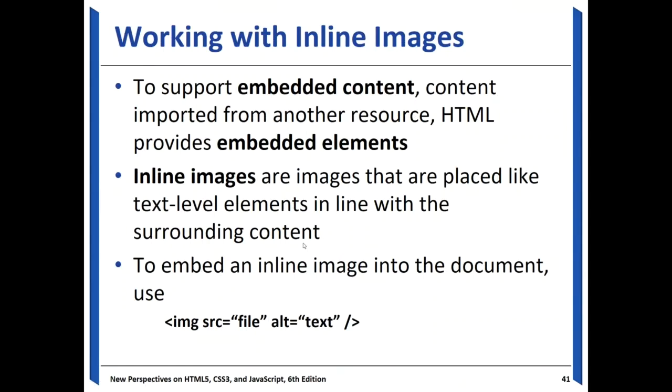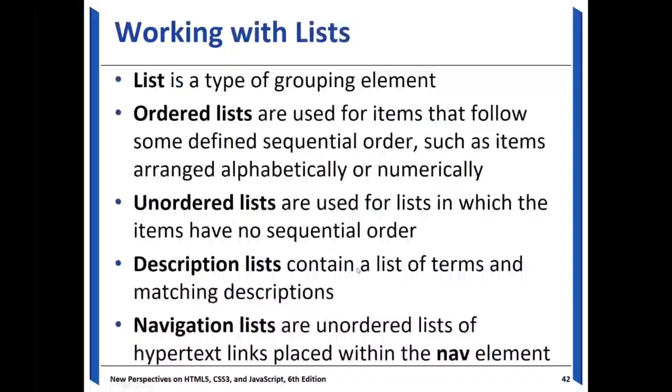All right, so we talked about embedded elements, embedded content. This is content that's imported from other resources. We can also use embedded elements, inline images, or images that are placed like text-level elements in line with surrounding content. So we see here, for example, an inline image that's been inserted, embedded in this. This is an image tag, and then we're going to have the link to the file and then the alt text for the image.